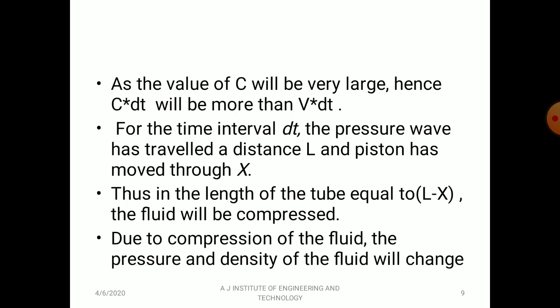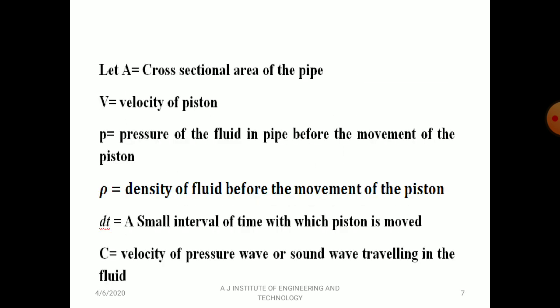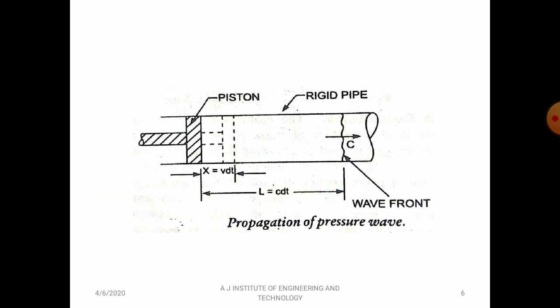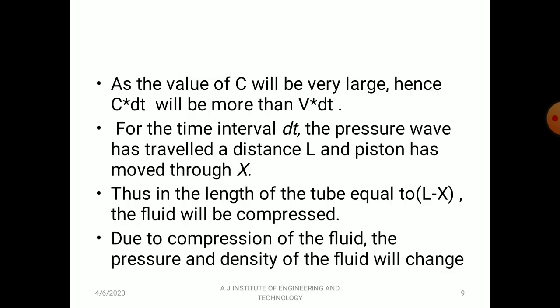For the time interval dt, the pressure wave has traveled a distance L and the piston has moved through x. You can see the diagram here. When you move the piston by a distance x, the pressure wave is going to move a distance L, where L equals C dt. Therefore, the fluid in the length of the tube equal to L minus x will be compressed, because when you give the piston a displacement of x, the remaining region, that is L minus x, the fluid will be in a compressed state.